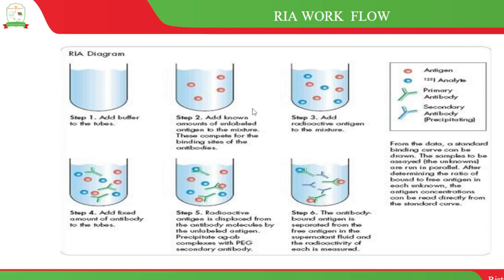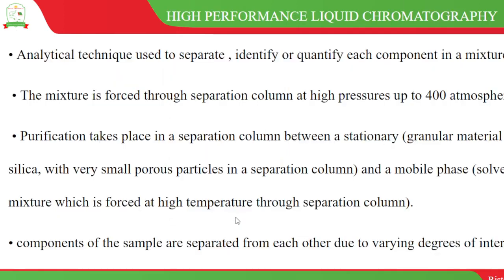Here you have your buffer in the tubes, and then you add a known amount of the unlabeled antigen, and then you add radioactive antigens. Later on you add a fixed amount of antibody to the tubes, and the radioactive antigen will be displaced from the antibody molecules by the unlabeled antigens. Now step 6 is that the antibody-bound antigen is separated. You separate those bound from those unbound, and then you do your gamma counting.